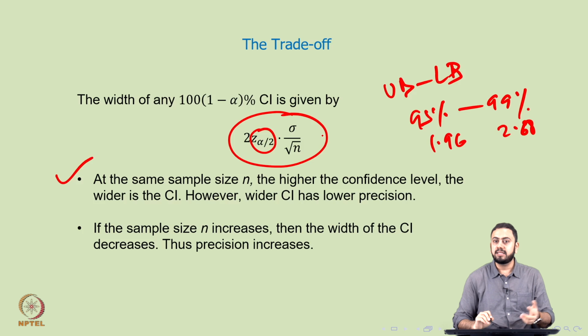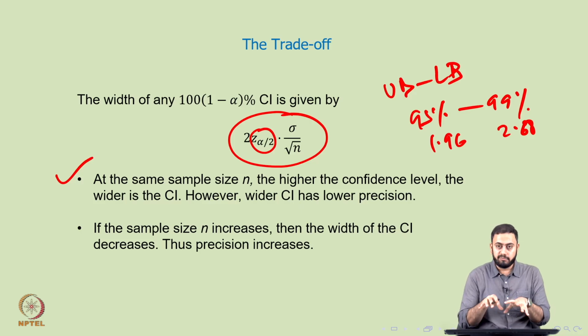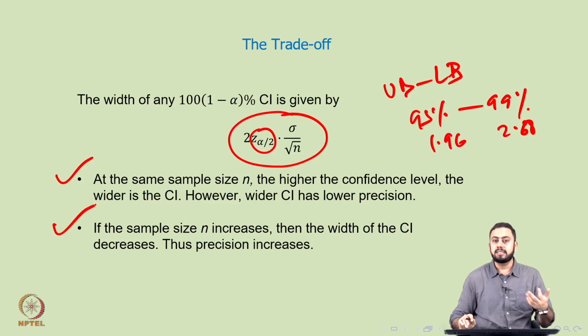So the first property is that for a fixed n, if you go on increasing the confidence level, which is 1 minus alpha, from let's say 95% to 98% to 99%, the wider my CI becomes. However, a wider CI has a lower precision. If my width is more, then my overall interval is not very accurate, because you will have a wider interval. At the same time, the second important property is that if the sample size increases, then what would happen?